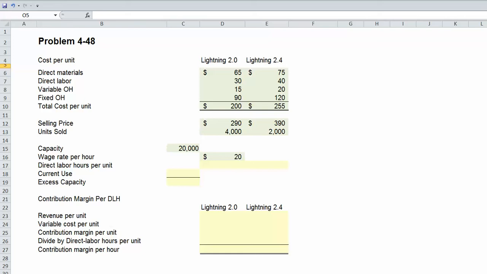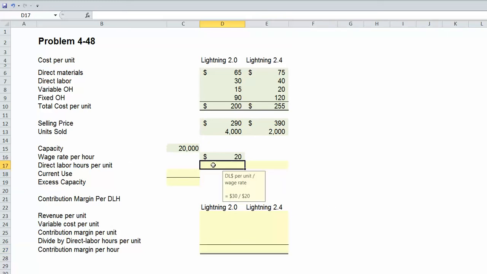In this problem, we're going to evaluate a special order, actually two different special orders. One special order where we have a capacity constraint, and the second time when we don't have a capacity constraint. In this problem, it's going to turn out that our capacity constraint is direct labor hours. So the first thing we're going to do is calculate how much excess capacity we have currently, and then we'll next calculate our contribution margin per direct labor hour, because we're going to want to give up the product with the lowest contribution margin per direct labor hour, since that's our capacity constraint.